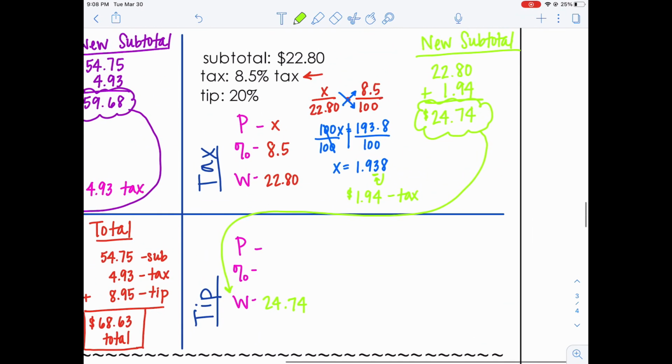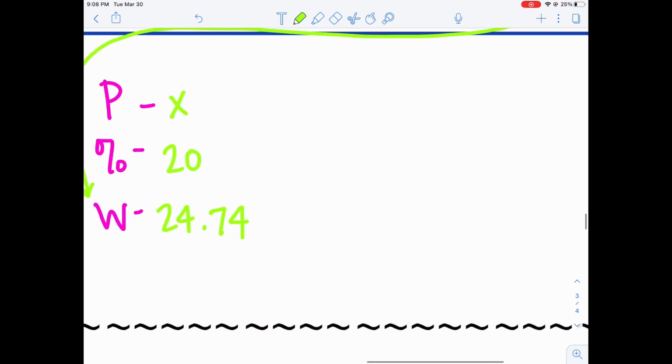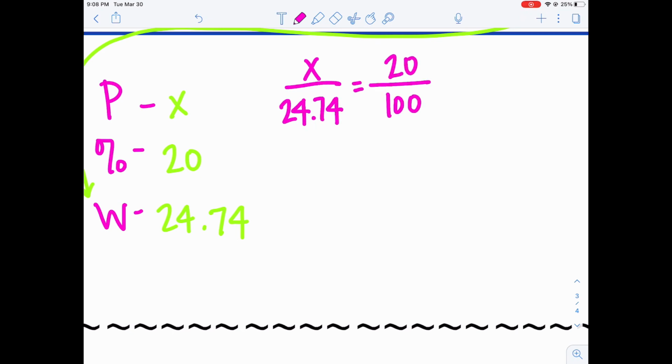Now I need the percentage. Looking at the tip, it is a 20% tip, so 20 is my percent. And last but not least, part is X. Using my percent proportion, X over $24.74 equals 20 over 100.